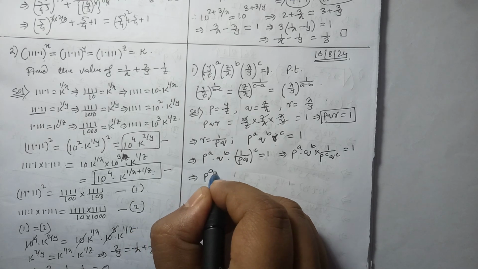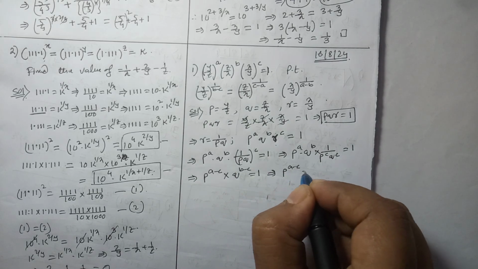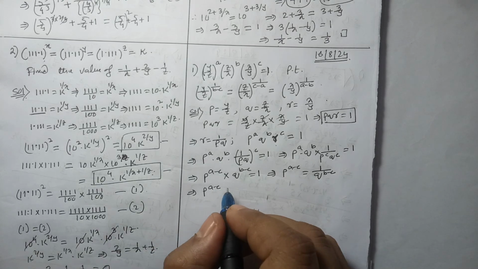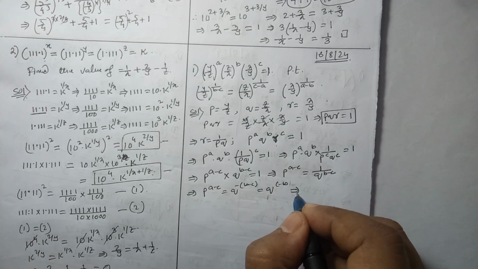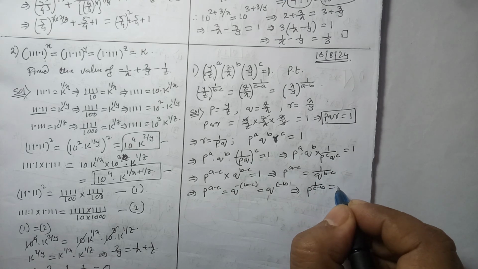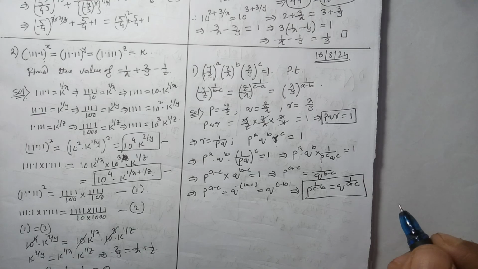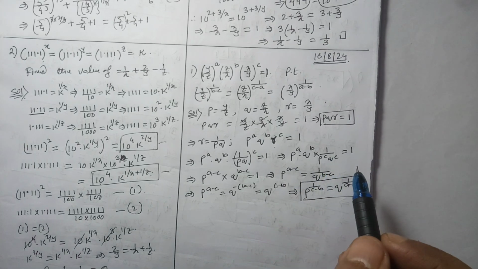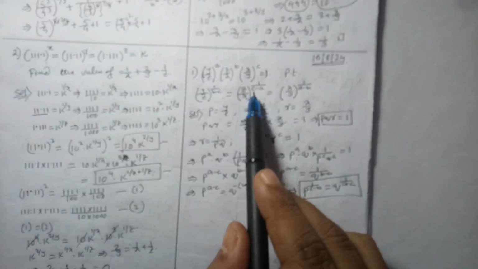This gives us p^(a-c) times q^(b-c) equal to 1. This gives us p^(a-c) is equal to 1/q^(b-c). This gives us p^(a-c) is equal to q^(-(b-c)), which is q^(c-b), which implies p^(1/(c-b)) is equal to q^(1/(a-c)), right? Oh, it is c minus a.